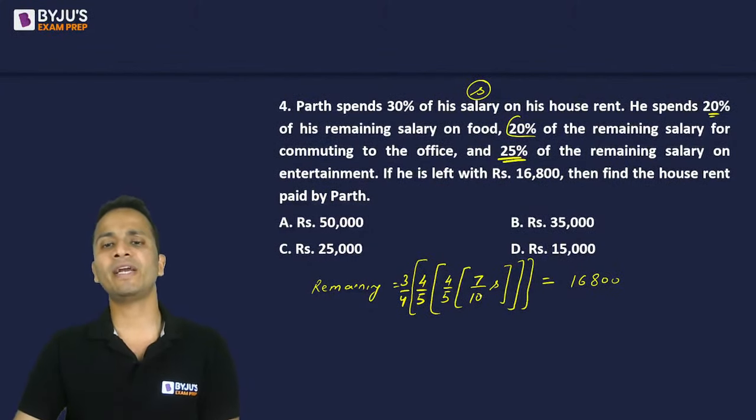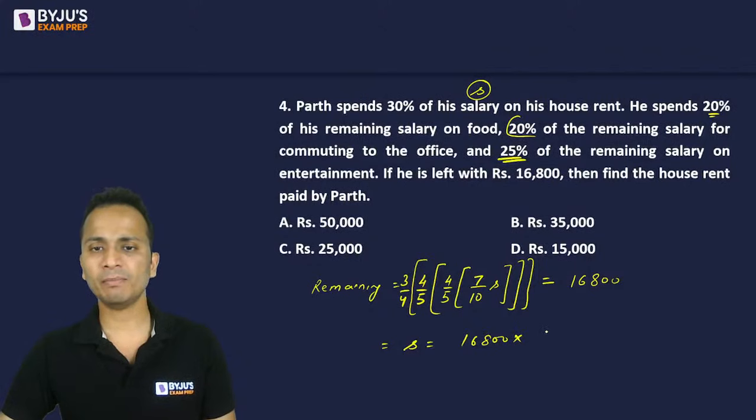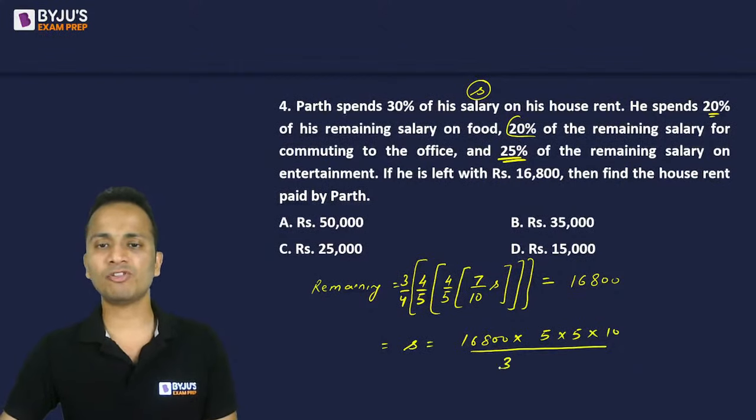Now from here you can find out his total salary, right? So total salary find out कर सकते हैं. So total salary अगर find out किया, so there will be some things which will get cancelled out, and total salary will be equal to 16,800. I can write it quickly. Multiply by 5, multiply by 5, multiplied by 10. मैंने 4 cancel कर दिया एक. Divided by 3 into 4 into 7.